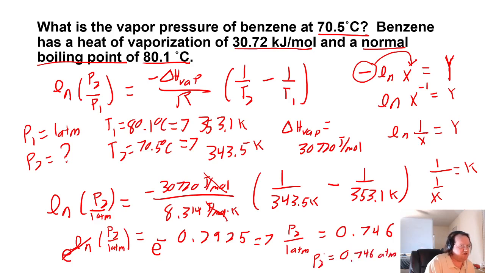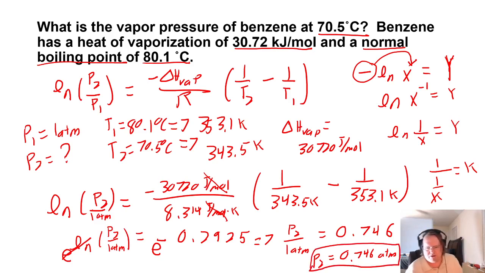The vapor pressure of benzene at 70.5 degrees is going to be this. A nice check that's also helpful is that notice this temperature is below the normal boiling point. That means the pressure should have gone down because lower temperatures decrease the pressure. If this pressure were greater than 1 atmosphere, it would probably mean that I made a mistake somewhere in my problem. So it went down, it's below an atmosphere, that's good.